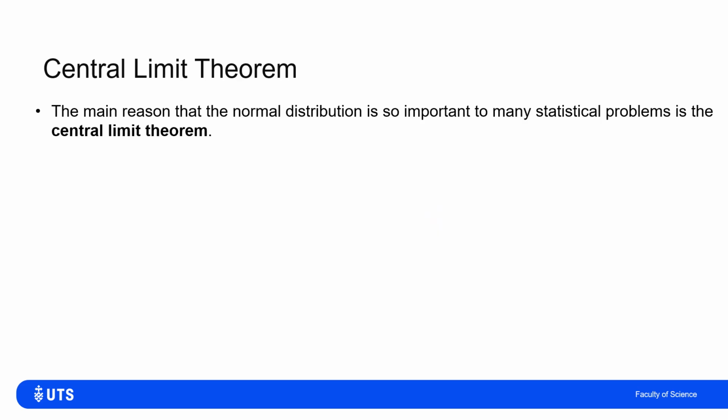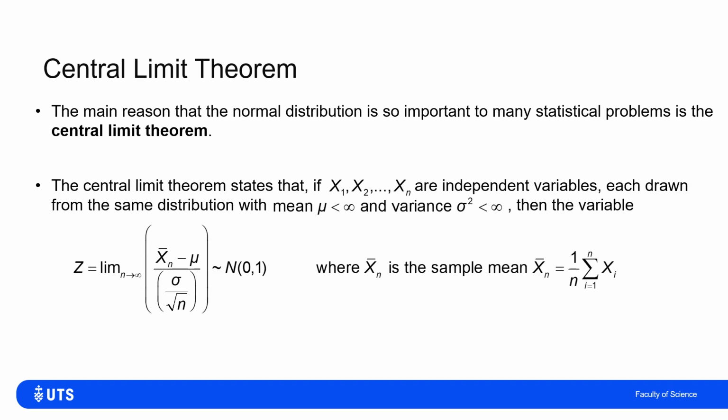Now the reason that that Gaussian distribution is so common, so ubiquitous, so normal in statistics is what's known as the central limit theorem. And what this says is that if I take samples, x1, x2 up to xn, and these are independent variables drawn from the same distribution, the only assumptions I'm making is that the distribution that these x's are drawn from has finite mean mu and finite variance sigma squared.